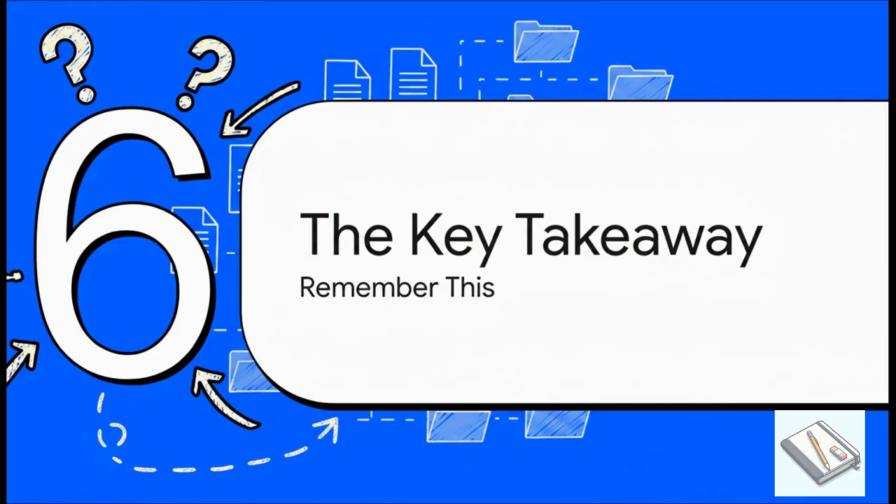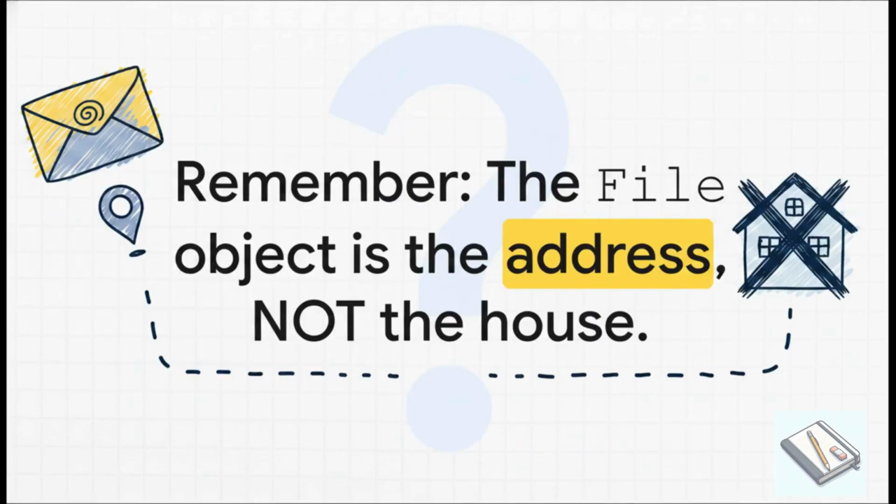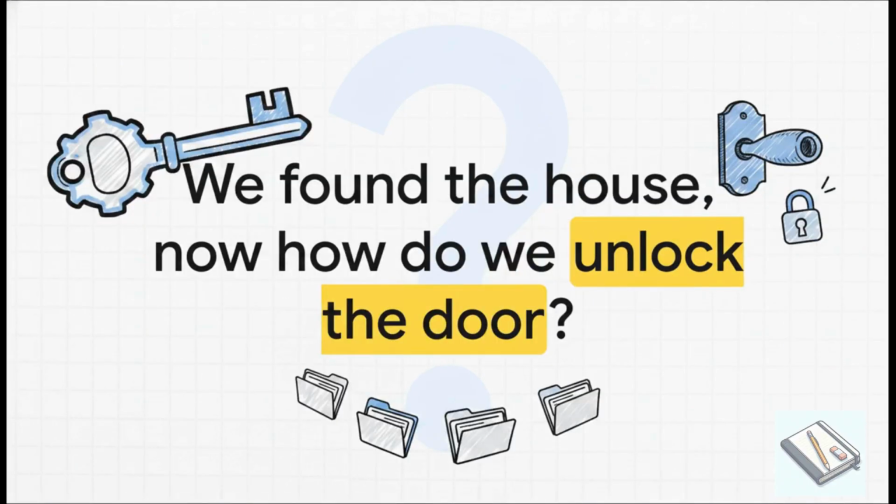Okay, so we've covered a lot of ground. If you're going to walk away with just one key idea, what should it be? It's this right here. The File class is the all-important bridge between your Java code and the actual file system. It's not the destination, it's the map that gets you there. It's the pointer that lets your program talk to the files on your disk. So, what's the one thing to burn into your brain? It's our analogy. The File object is the address, not the house. As long as you keep that distinction clear in your head, your file handling code is going to make so much more sense.